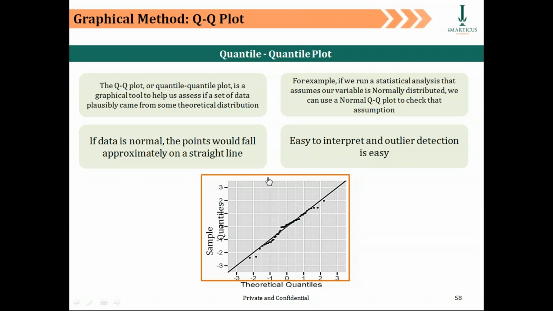This is called a QQ plot, that is, a quantile plot. The name of this plot is QQ, that is quantile, and we know that a quartile is one quarter. Usually we split the data into multiple parts and then we plot it. So the name for this graph is quantile plot.